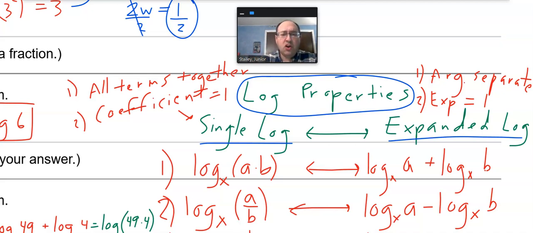You are familiar with the song I just referenced, right? All the single logs, all the single logs. Whoa, oh, oh, whoa.